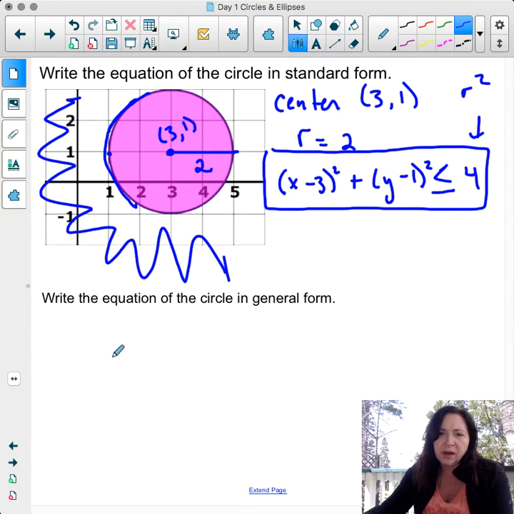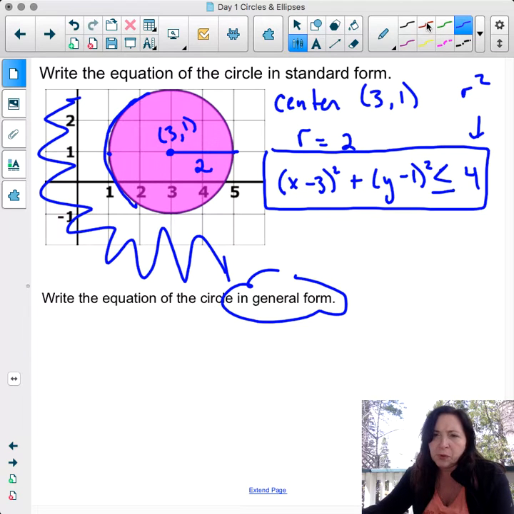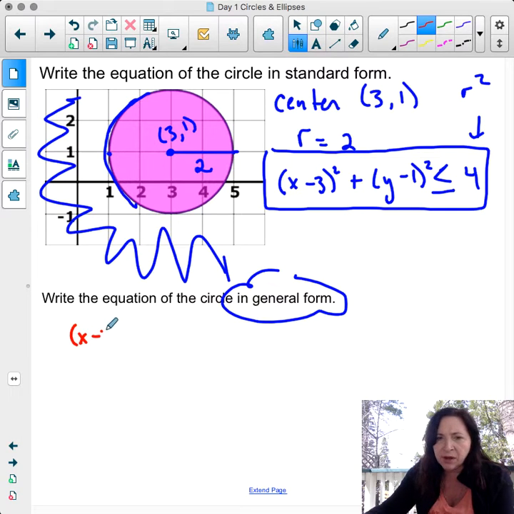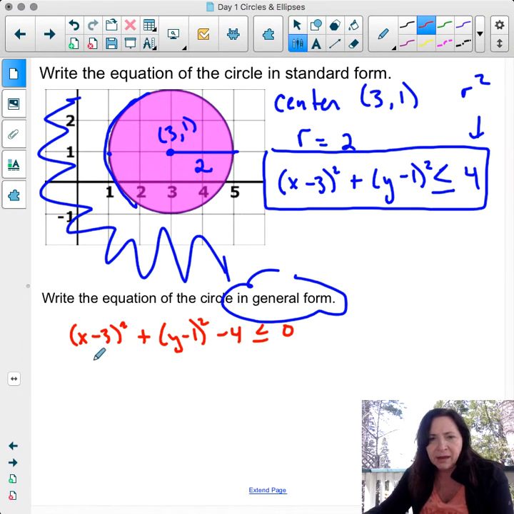So just for fun, I actually want you to write this in general form. Remember, general form means I'm going to set it equal to 0. So that means everything is going to be moving to the left-hand side. So we have x minus 3 quantity squared plus y minus 1 quantity squared minus 4 is less than or equal to 0. And we're going to multiply this out.